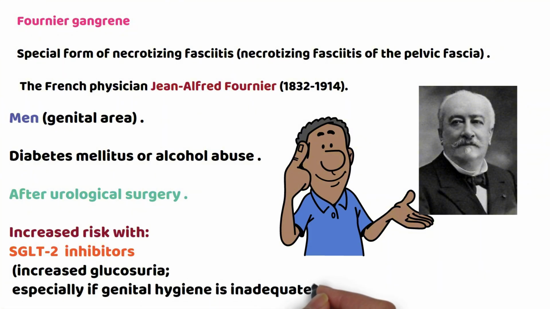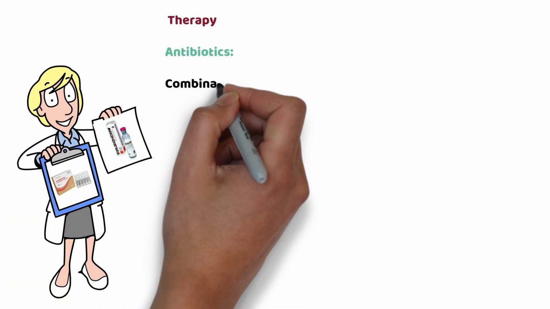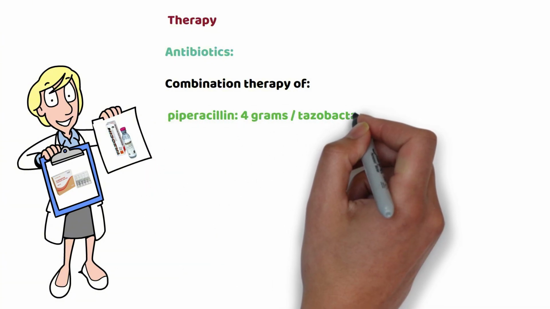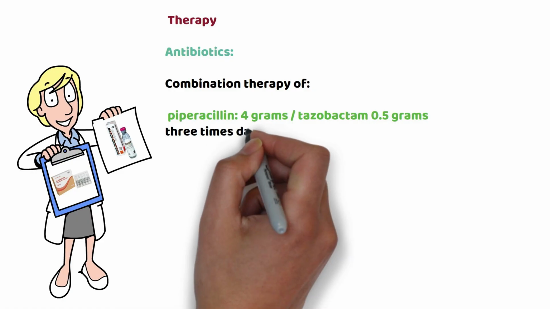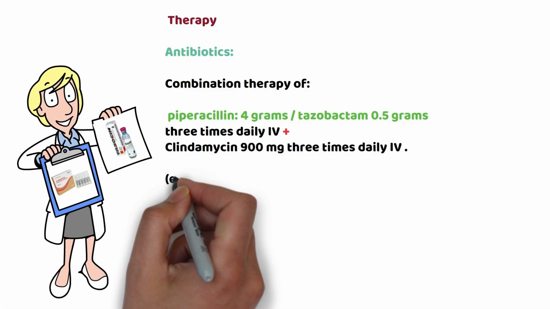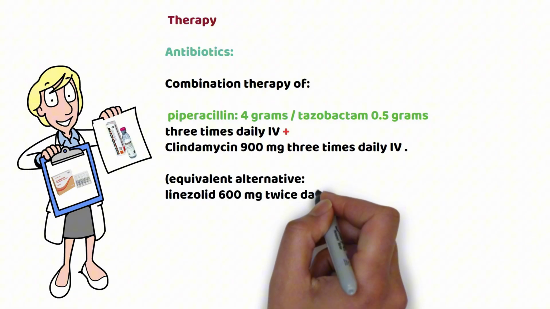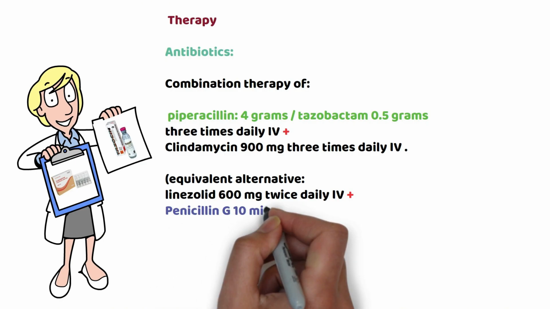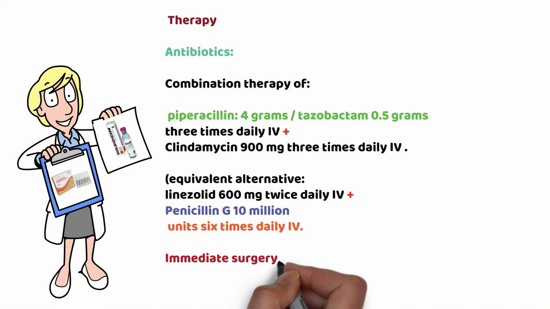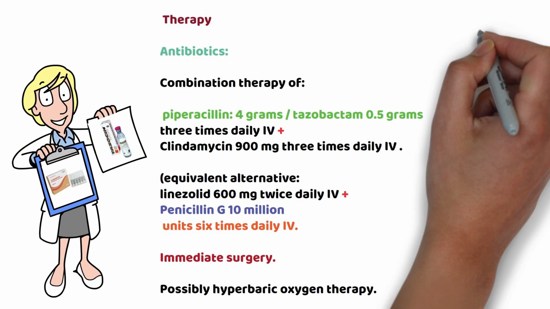Therapy. Antibiotics. Combination therapy of piperacillin 4 grams, tazobactam 0.5 grams, 3 times daily intravenous route plus clindamycin, 900 milligrams, 3 times daily intravenous route. Equivalent alternative: linezolid, 600 milligrams, twice daily intravenous route plus penicillin G, 10 million units, 6 times daily intravenous route. Immediate surgery, possibly hyperbaric oxygen therapy.